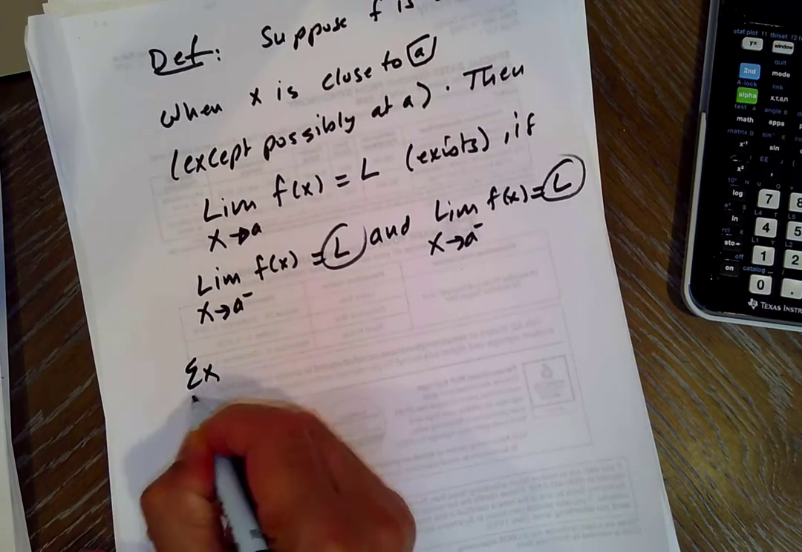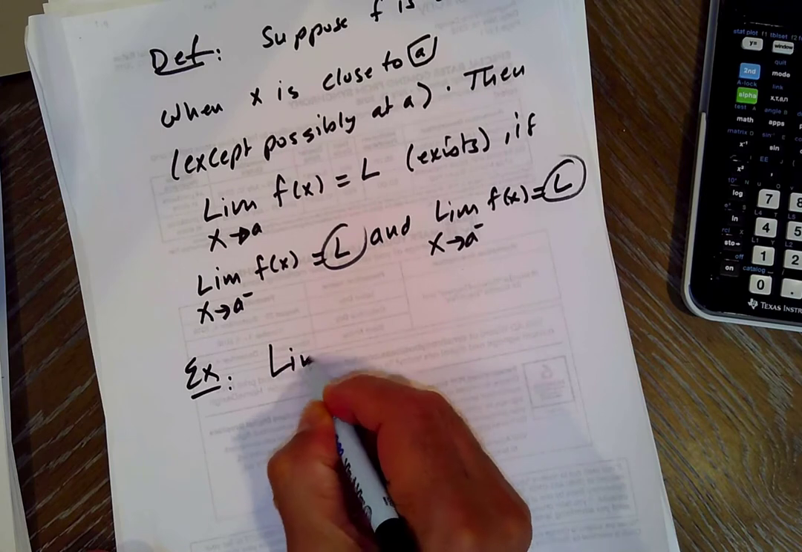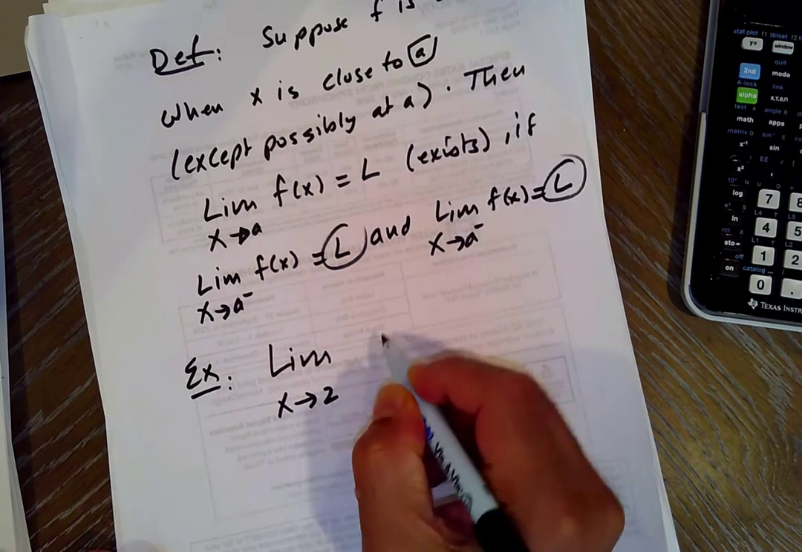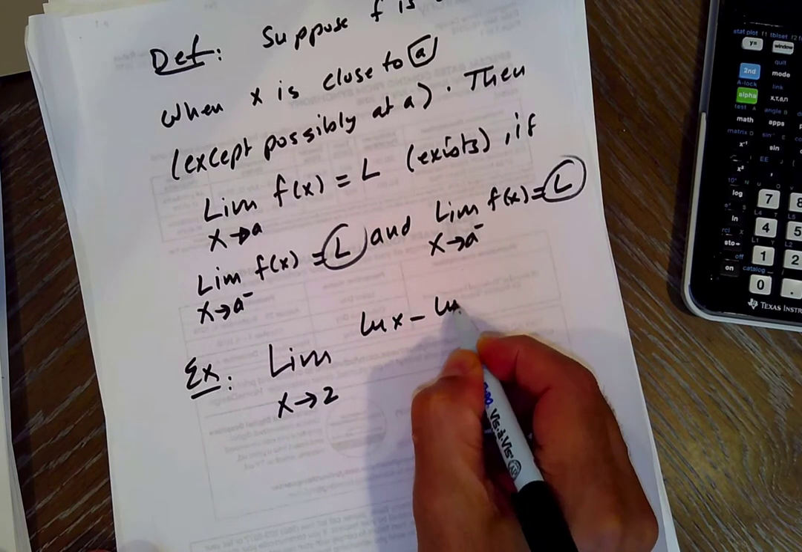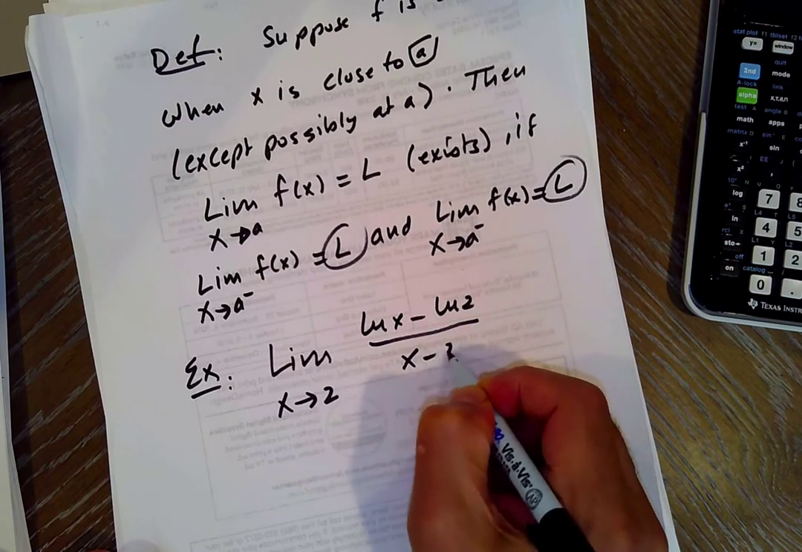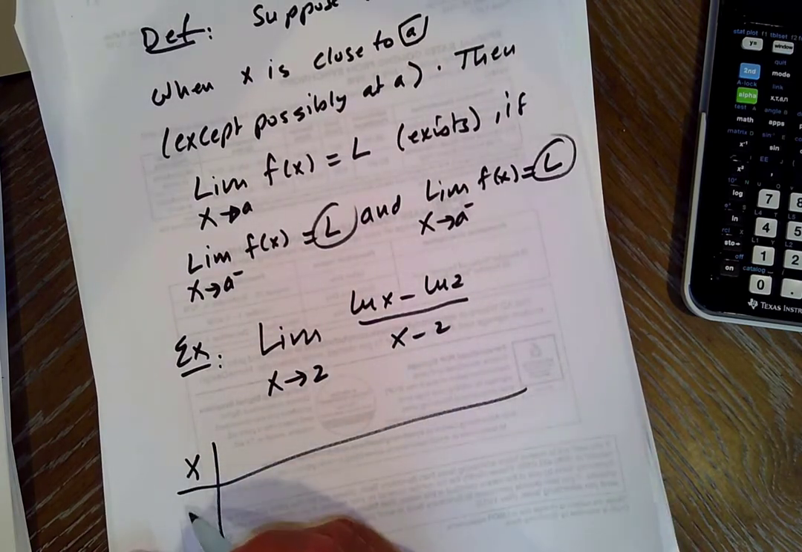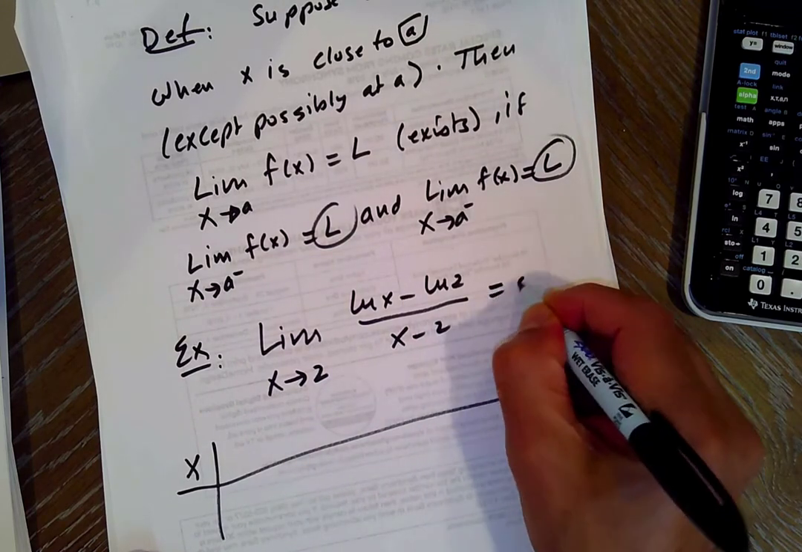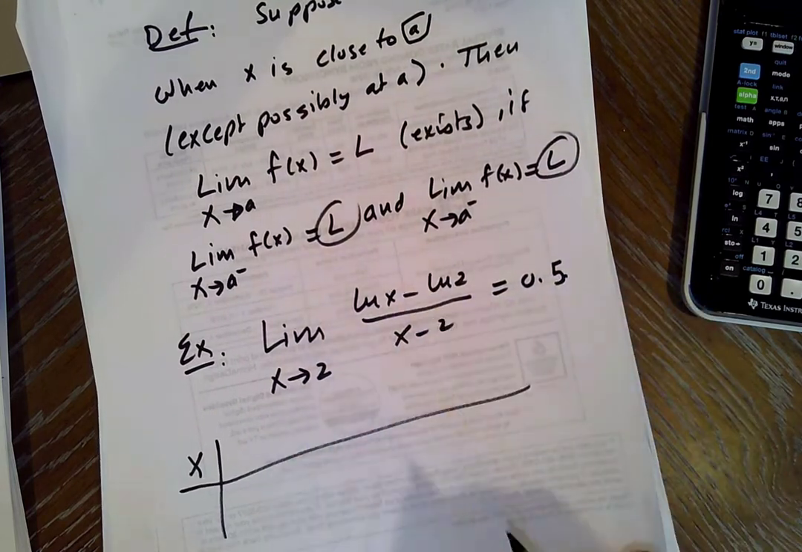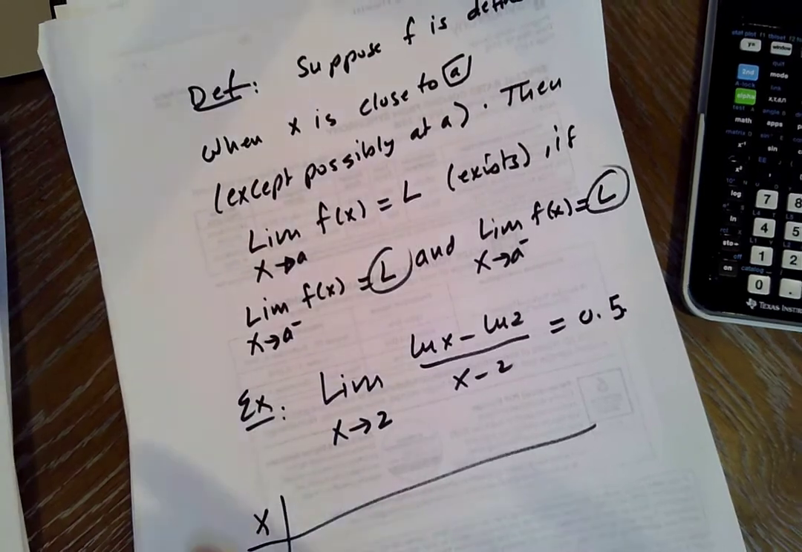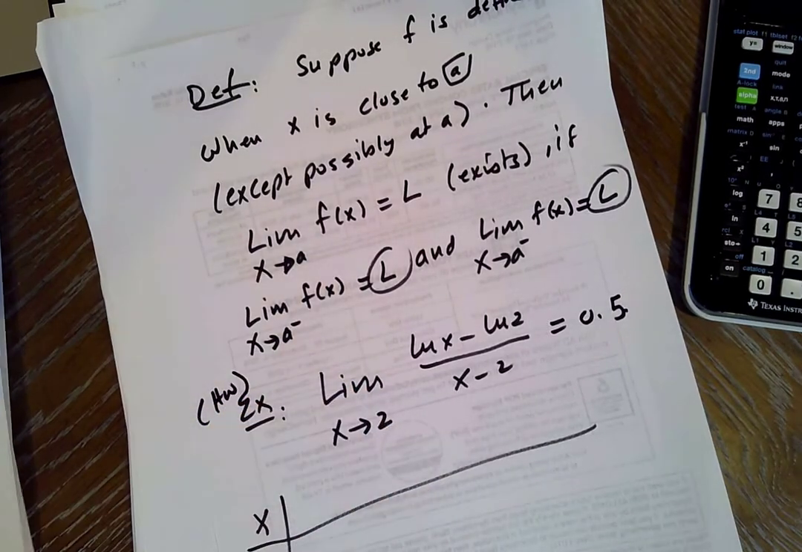So at your house, I'm not going to do that for you, I want you to do this: ln of x minus ln of 2 over x minus 2. Use your calculator and do a t-table just like I did, and your answer should be 0.5. Okay, so check that out. This is extra homework for you.